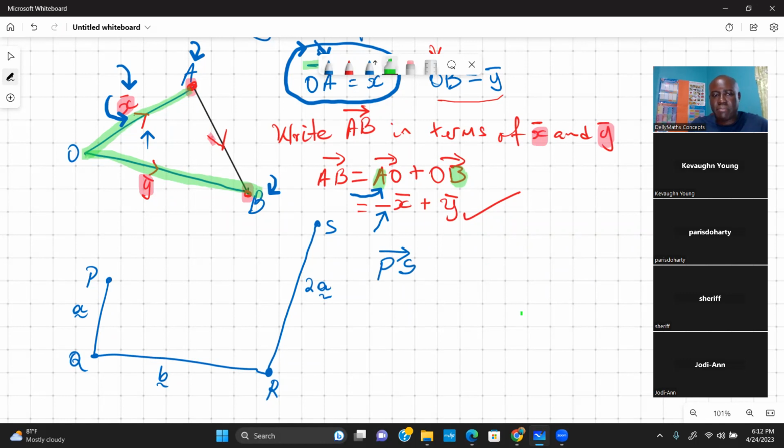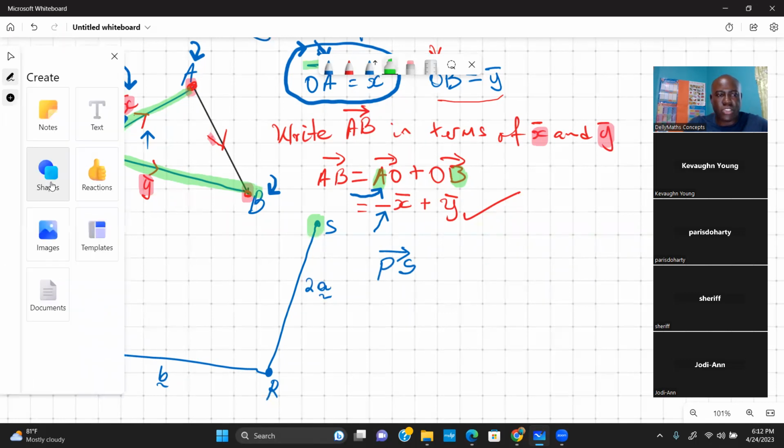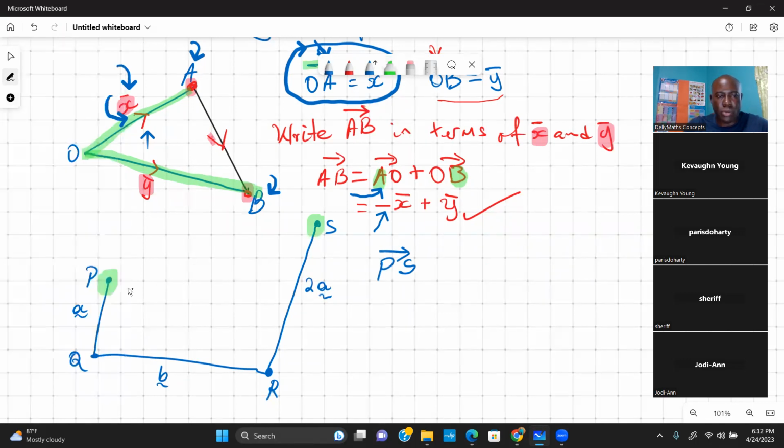That's the vector, P to S. This is P, this is S. All right. So we want to go there. Let me just drop it here. This is what we want to do. P S. That's us. We want to go that way, right? Now let me fix the arrow brighter. So we're going that way. Question. You focus on the question.